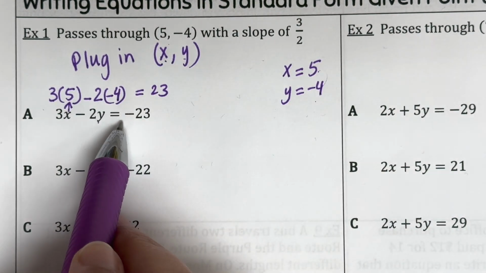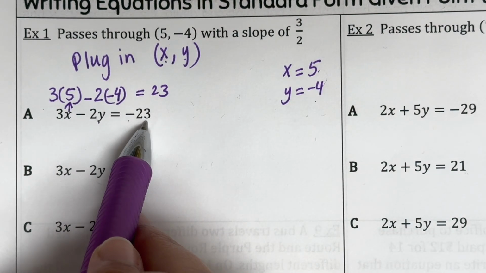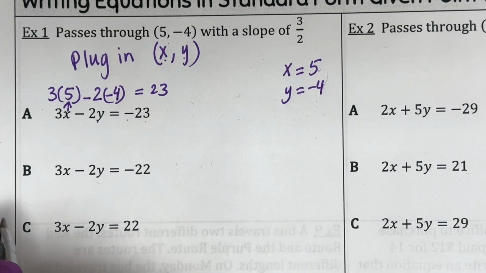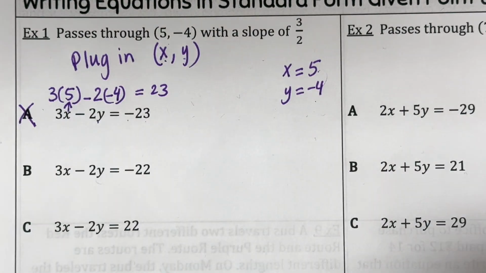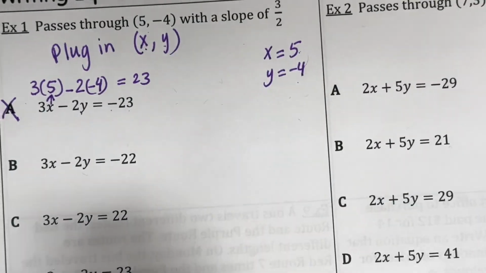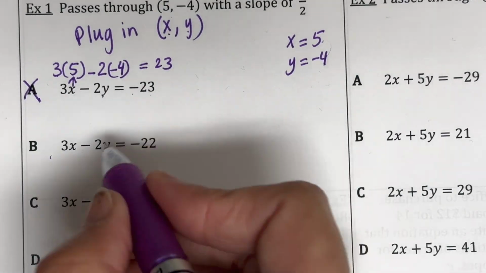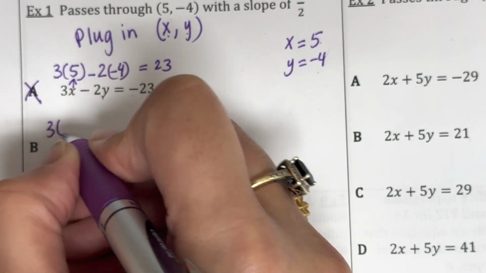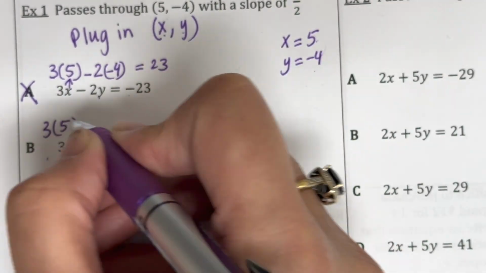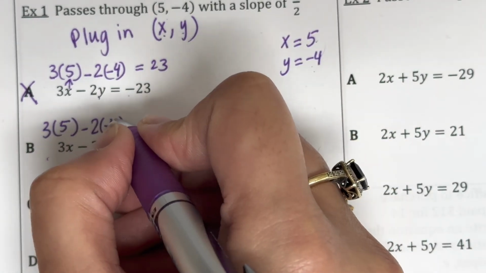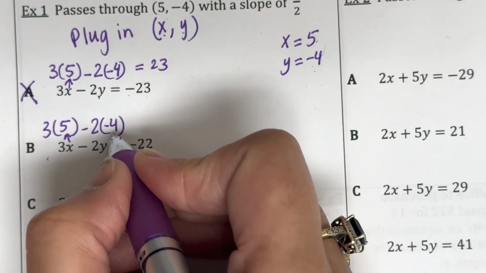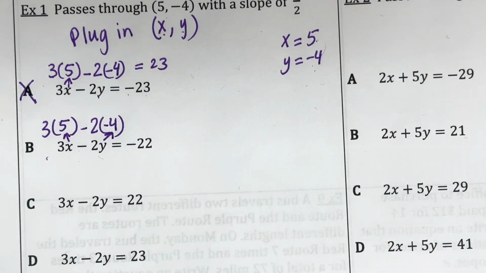And over here it says it is -23. That means this is not correct. So this is not my answer choice. If this is not my answer choice, I have to check the second one. I'm going to repeat the same process. It is 3, x is given as 5, -2, and y is -4. So I substituted the value of x and y.